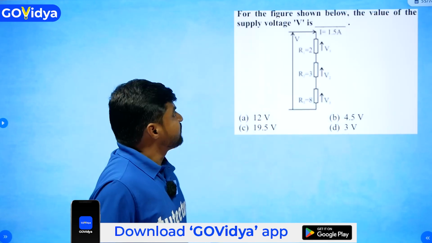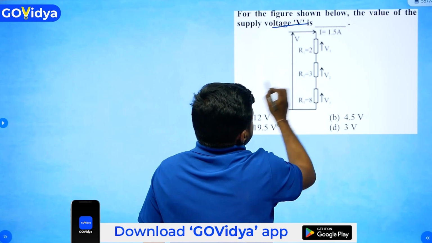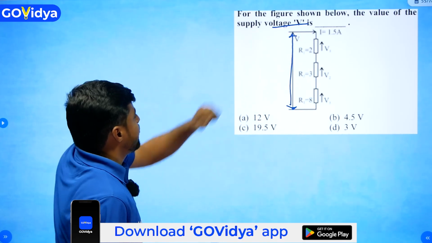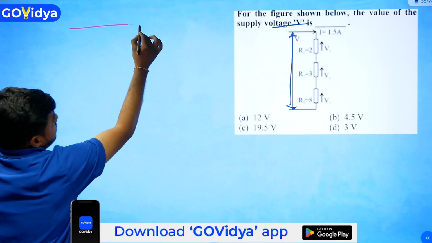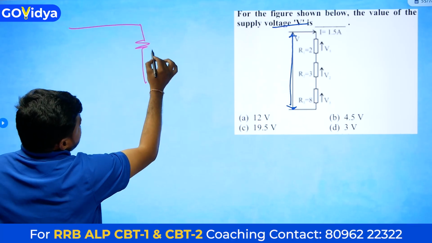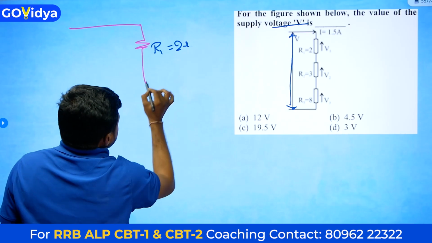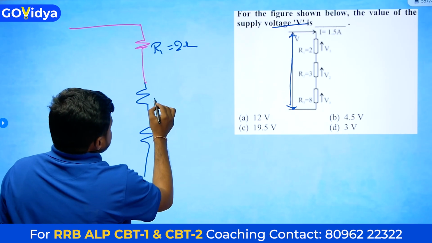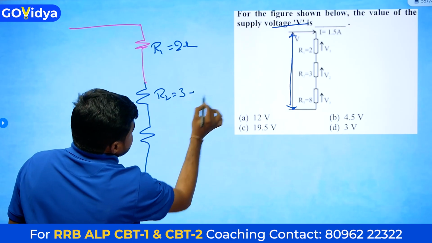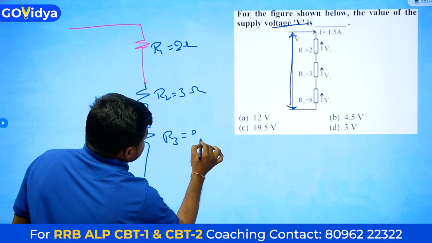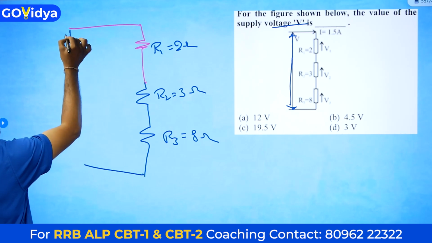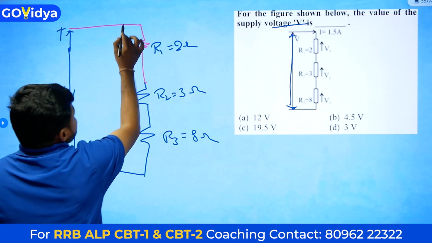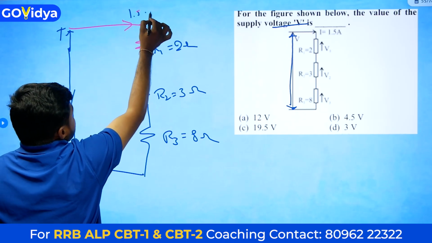Next question, for the figure shown below, what is the value of V? This is the value of V we have to find. I will redraw the circuit here. R1 is equal to 2 ohms, R2 is equal to 3 ohms and R3 is equal to 8 ohms. Here we have to find V. Current through this resistor is 1.5 amperes.